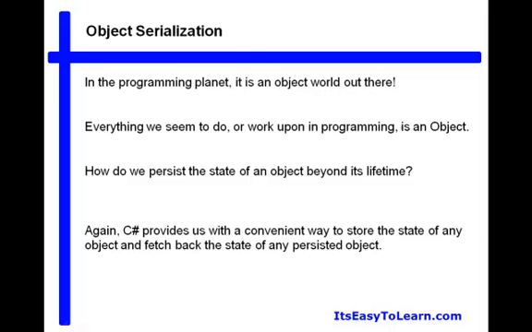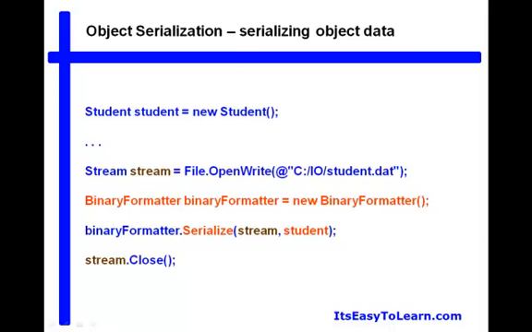Let's go to object serialization. So we know that everything we program is an object, right? We do real world problem solving and we use modeling. How do you persist the state of an object beyond its lifetime? C# provides us with a convenient way to store the state of any object and fetch back the state of the persisted object. For example, let's say we have a student.